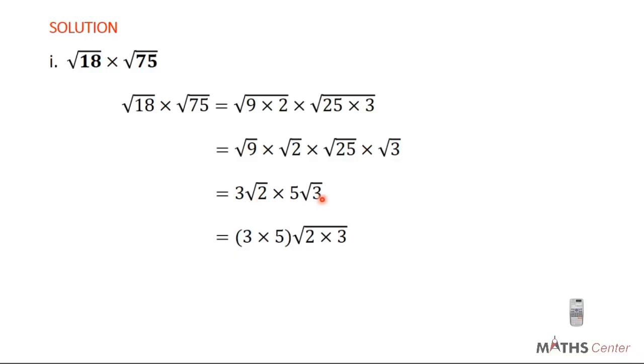Then the numbers under the square root sign multiply. So 2 times 3. 3 times 5 will give us 15. Then square root of 2 times 3 will give us 6. So you can try this on your calculator and you will see that square root of 18 times square root of 75 will give us 15 root 6.